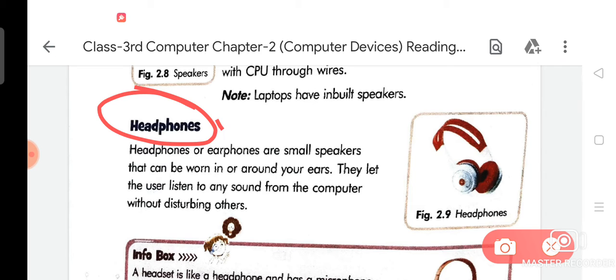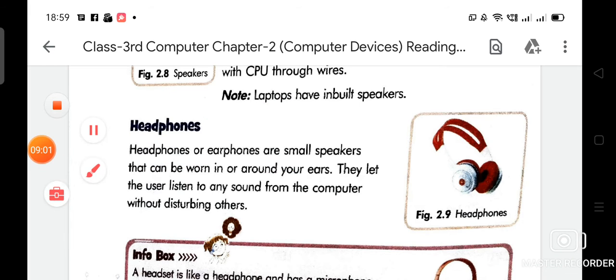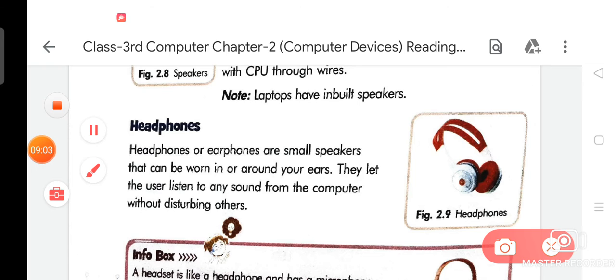So now we are going to read about headphones. Headphones or earphones are small speakers that can be worn in or around your ears. They let the user listen to any sound from the computer without disturbing others. So dear student, as you can see on your page, figure number 2.9, that is headphones.